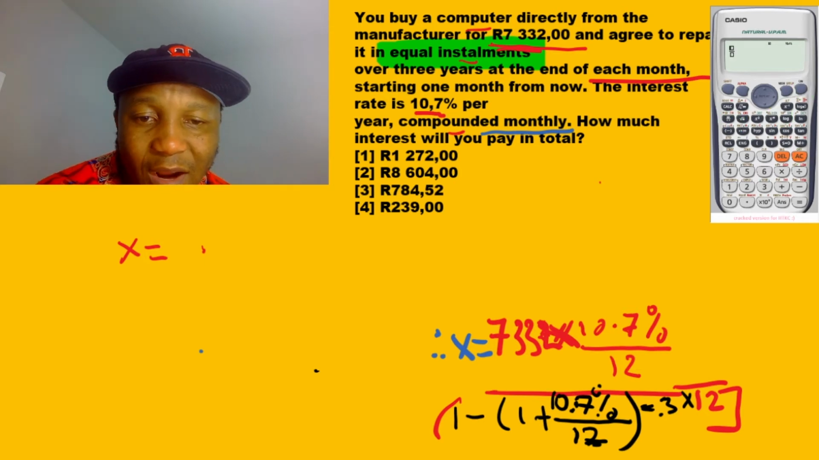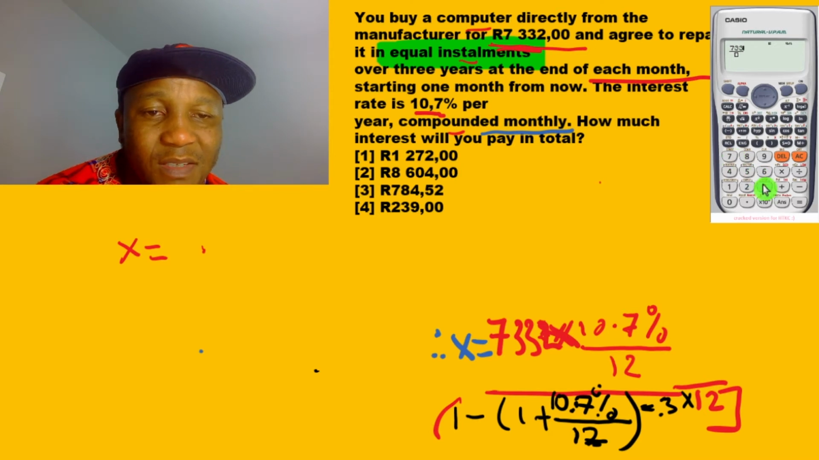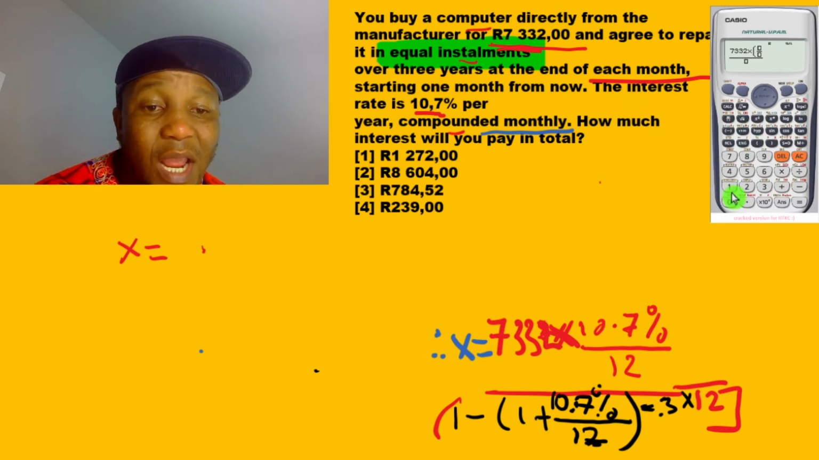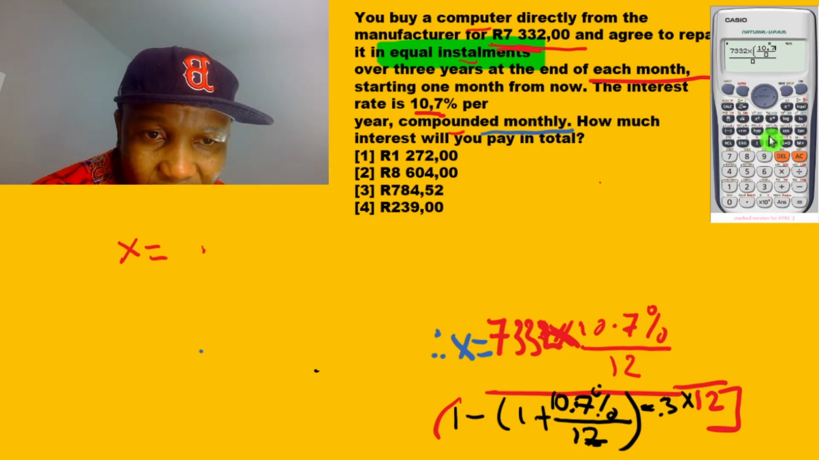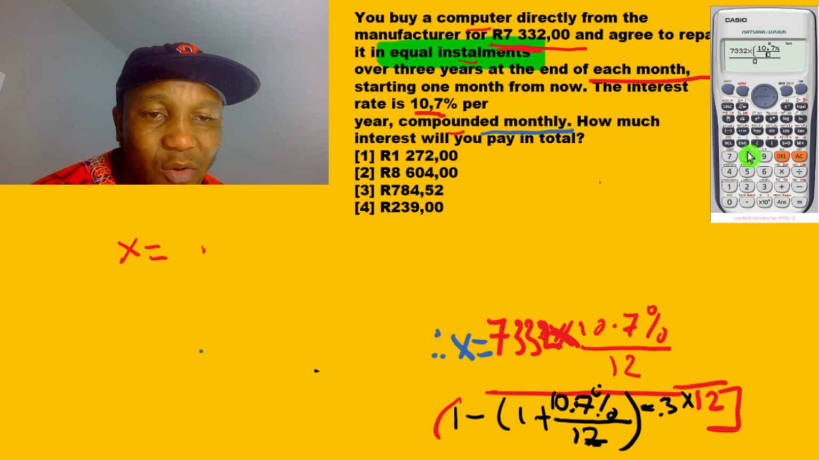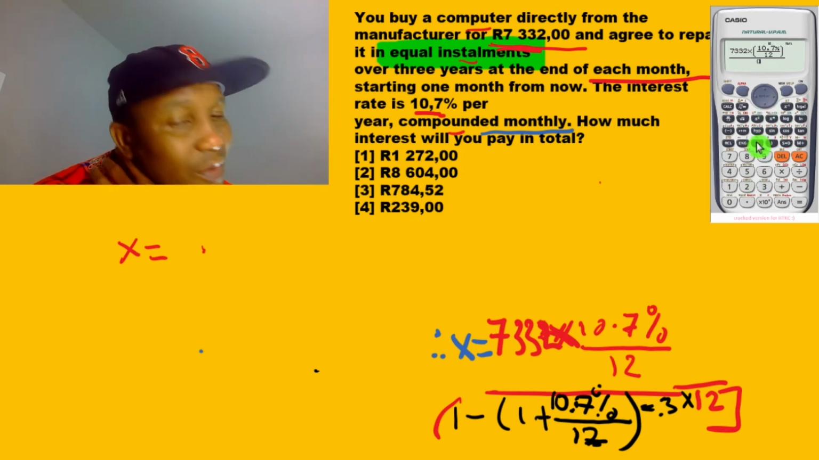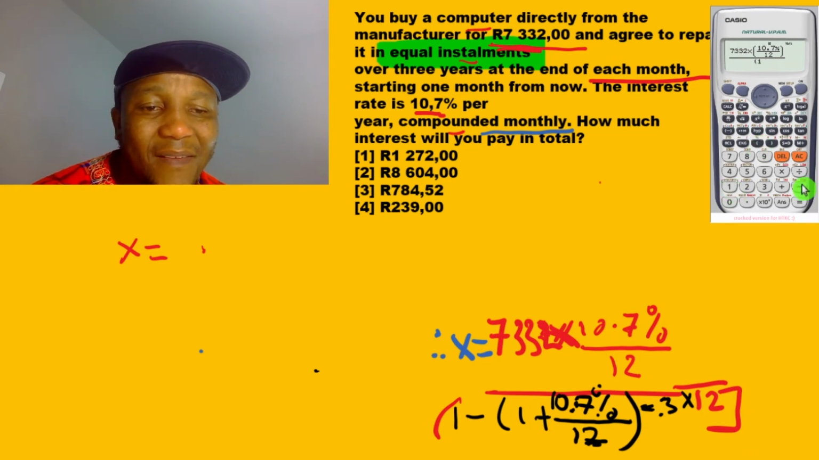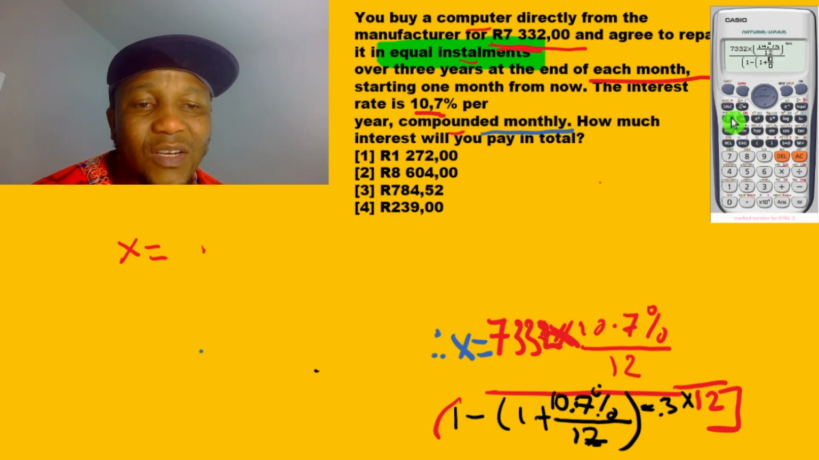I'll press fraction, start at the top: 7332, multiply. Come into fraction, go to the top. The top is going to be 10.7, so 0.7. Fraction, shift percent, and then go to the denominator. We divide by 12, and then close our bracket. So we're done with the numerator. We go to the denominator: bracket, just like the way it is. 1 minus, another bracket, 1 plus fraction, and 10.7.